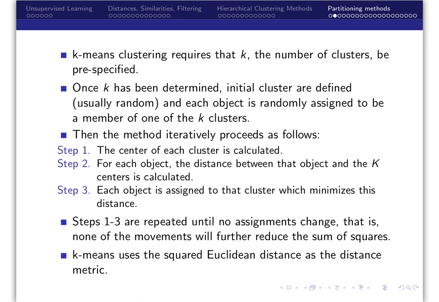Then the method iteratively proceeds as follows. In the first step, the center of each cluster is calculated. In the second step, for each object, the distance between that object and the k centers is calculated. In the third step, each object is assigned to that cluster which minimizes the distance. Steps 1 through 3 are repeated until no assignments change. That is, none of the movements will further reduce the sum of squares. K-means uses the squared Euclidean distance as the distance metric.